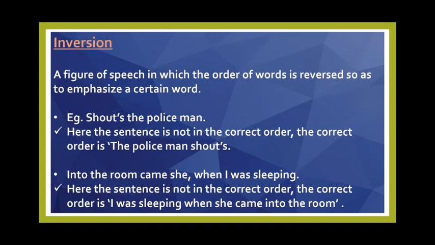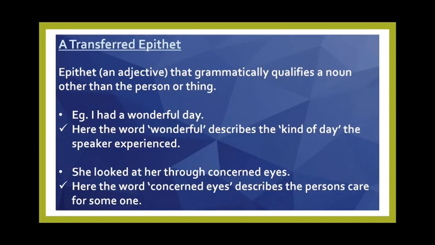Next we have a transferred epithet. Epithet is an adjective that grammatically qualifies or describes a noun other than the person or thing. Let's see the example. I had a wonderful day. So children, here the word wonderful describes the kind of day the speaker has experienced. Okay, it is not a wonderful day just because it is a day, but the person who has experienced it, for him or her, it is a wonderful day.